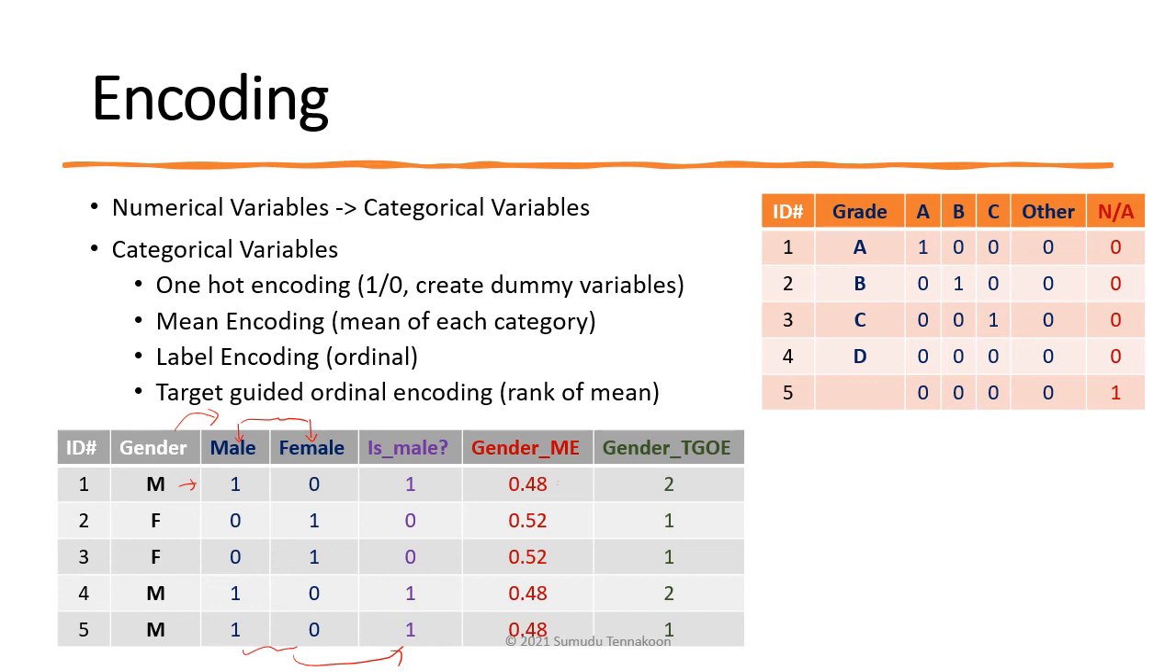The other method is target guided ordinal encoding. Instead of the mean value, you can have a rank. You can give rank 1 to the top value in the mean. The female mean is higher than the male, so you can give 1 and 2. You can have that as well. You can also have label encoding as an ordinal method. So we looked at a special case first, just to give you an understanding of one hot encoding, mean encoding, and target guided ordinal encoding.